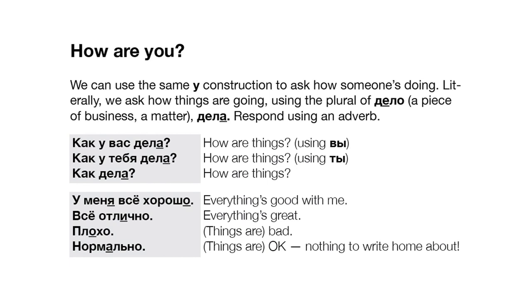Here's some simple responses. У меня всё хорошо. At me, everything good. Or you could simply say хорошо. Again, we're going to practice this later. You could say things like всё отлично, everything great. Or answer with just simple adverbs. Хорошо, отлично, плохо, everything's bad. Or, sorry, things are bad. Плохо, нормально. That means that's sort of non-committal, right? Things are okay, nothing special, nothing to write home about. Нормально.